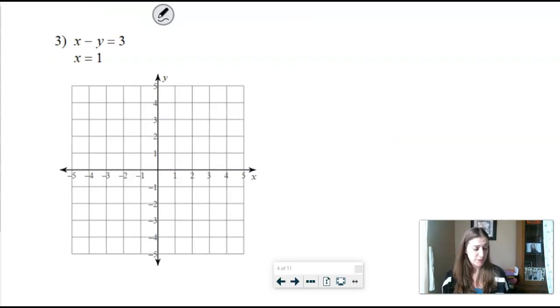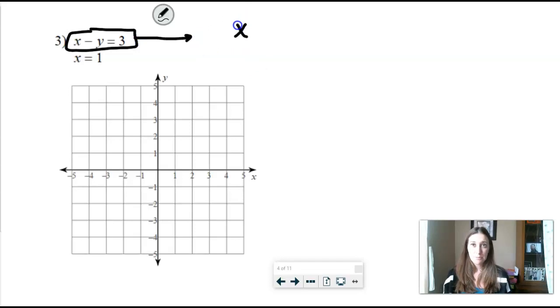Okay, be careful on this next one. Two reasons to be careful. First of all, this equation right here is not in the form that I like. This is called standard form, and I really don't like graphing unless it's in slope-intercept form. So I'm going to take this equation and rewrite it by solving for y.